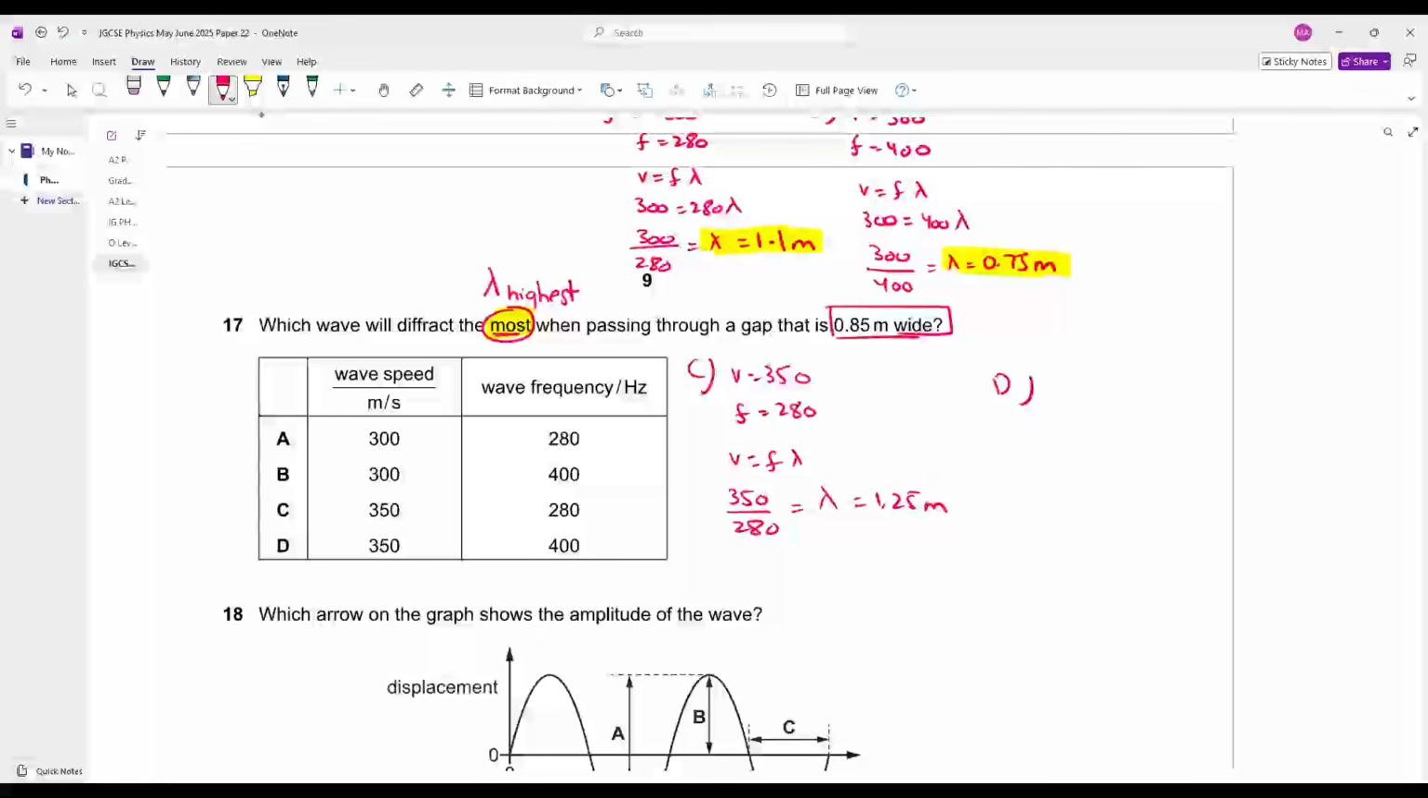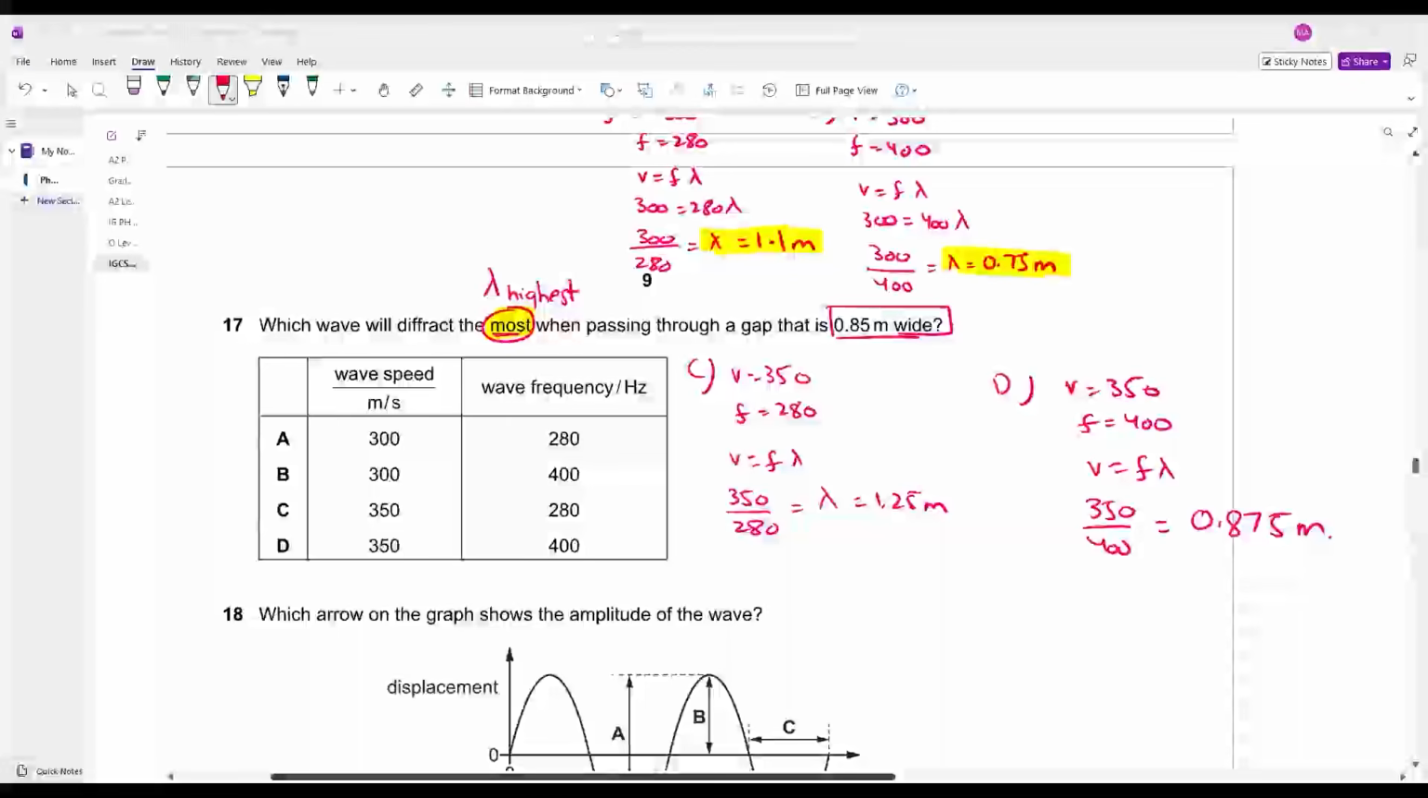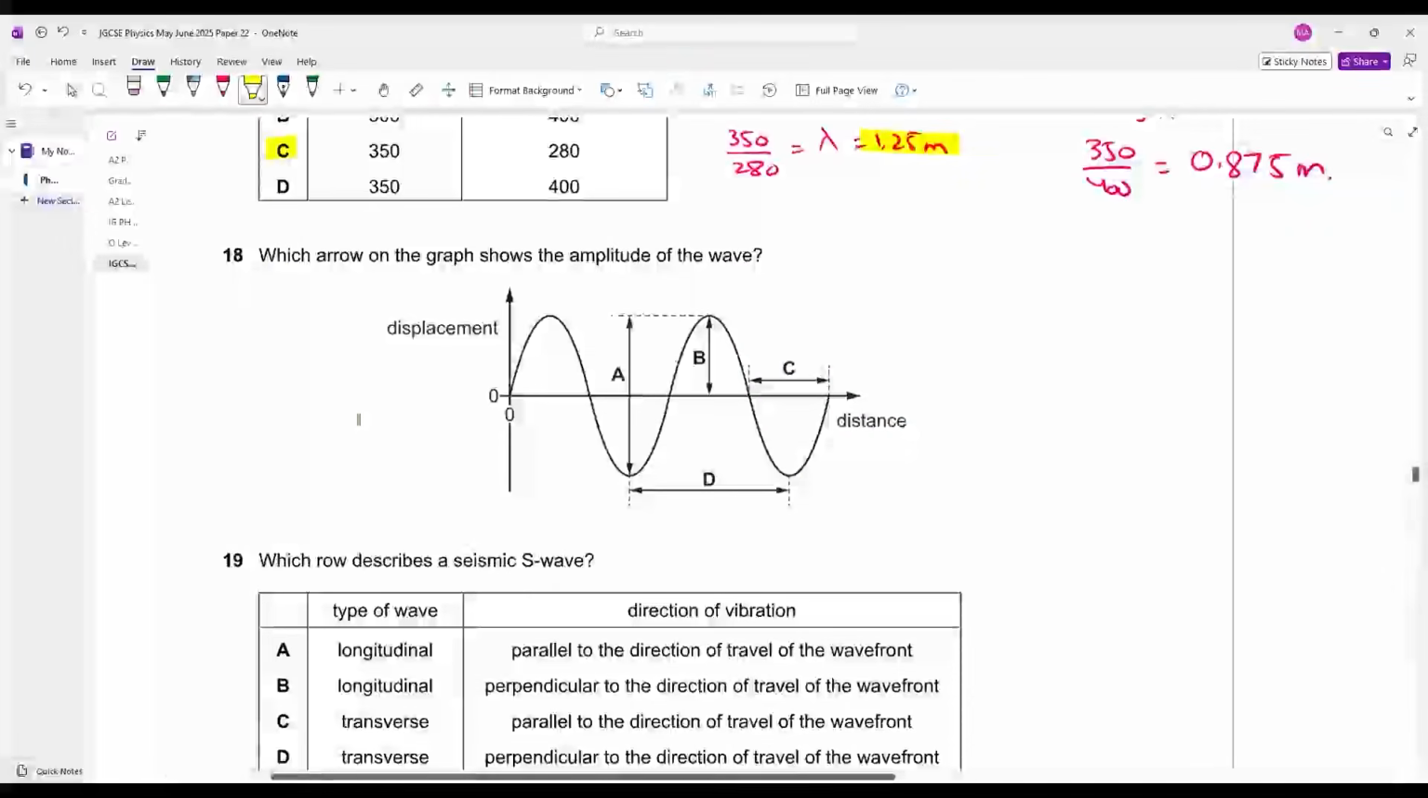ऑप्शन D भी कैलकुलेट कर लो. V is 350. Frequency is 400. Can you calculate lambda? V is equals to F lambda. 350 divided by 400. Lambda क्या आ जाएगा भाई? 350 divided by 400. This comes out to be 0.875 meters. Which will give the largest diffraction beta? जिसकी सबसे ज्यादा वेवलेंथ होगी। सबसे ज्यादा वेवलेंथ किसकी है? ऑप्शन C 1.25 मीटर। C इज योर आंसर.